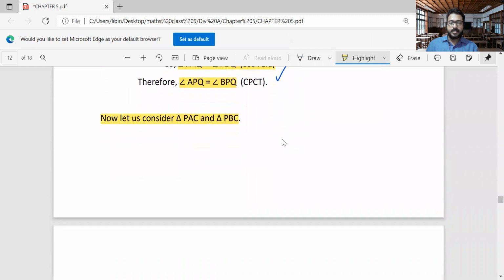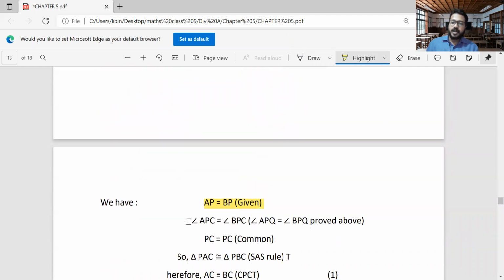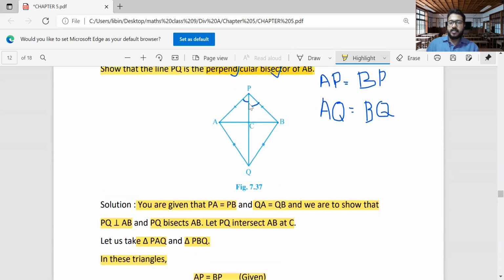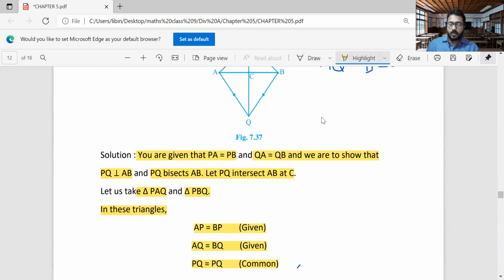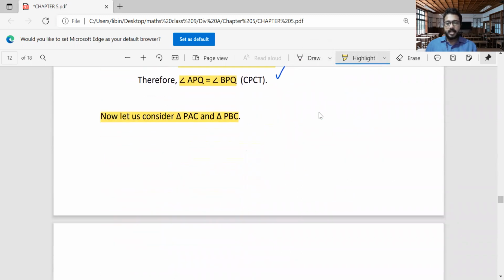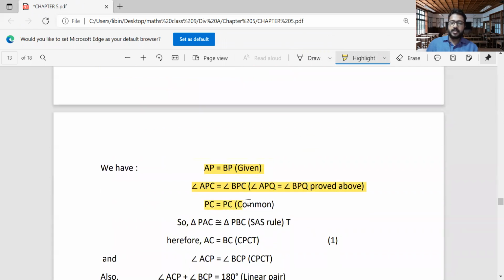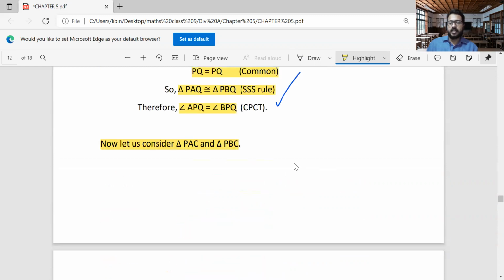See, AP is equal to BP. Now, angle APC is equal to angle BPC. As we have seen, we have proved that angle APQ is equal to angle BPQ, but it is the same as angle APC is equal to angle BPC. Fine, so we have proved these two angles are equal. Now, as you can see, the side PC is common. So two sides and one angle are equal. So by using the SAS rule, we can see that triangle PAC is congruent to triangle PBC.